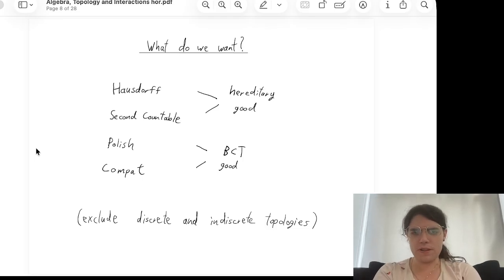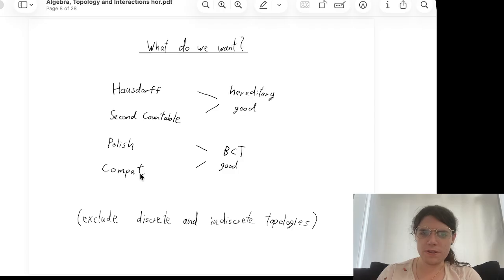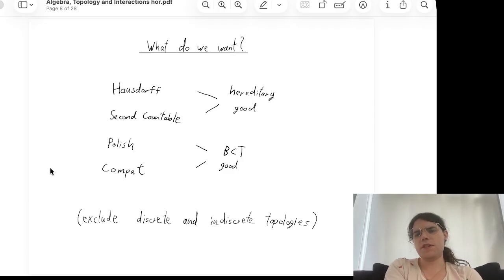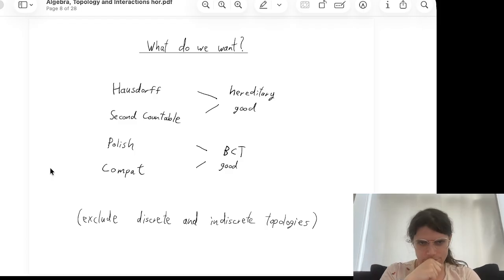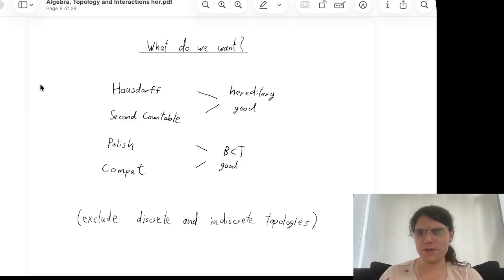The standard way, I missed the letter C in the word compact there, is to assume your topology has certain nice topological properties. And I think the most common topological property to assume is Hausdorffness. A lot of people dislike working with non-Hausdorff topologies, and certainly that's a useful property to have. It's also a hereditary property, which is good.